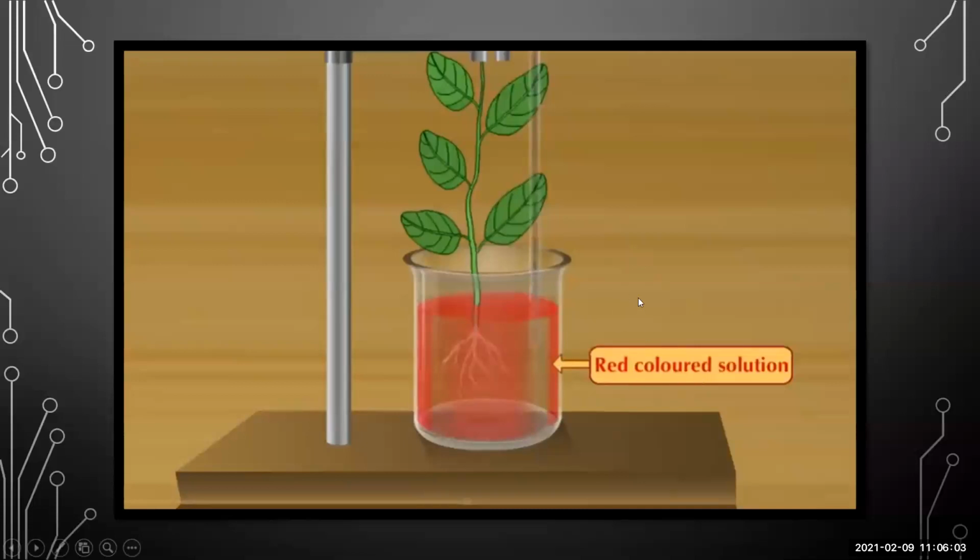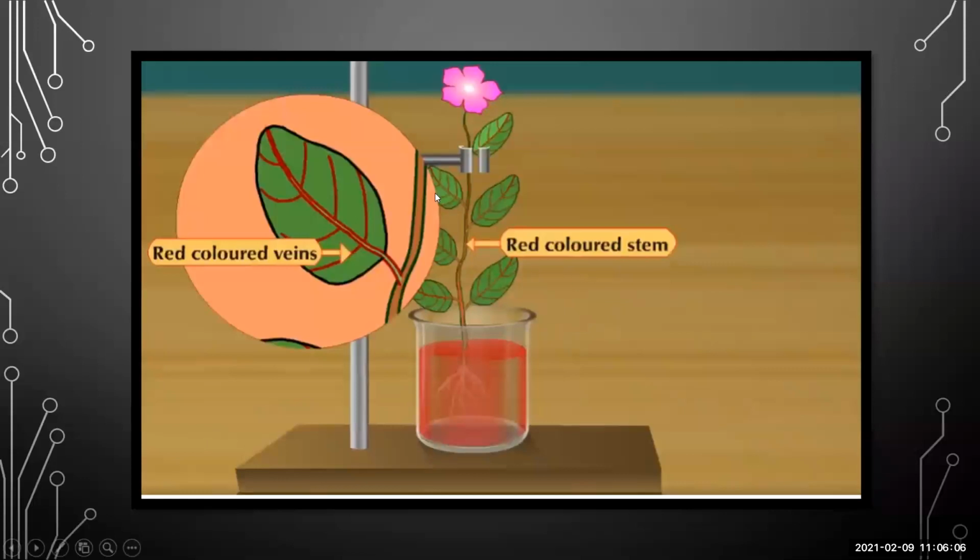So red color solution we will find. Then we have to keep this plant dipped in this red color solution for 2 to 3 hours. After 2 to 3 hours, what we can observe is that the water has been absorbed by the roots, and this water which is absorbed has moved in the upward direction, so that the veins of the leaf turn red in color. Okay, and also the stem of the plant turns red in color.